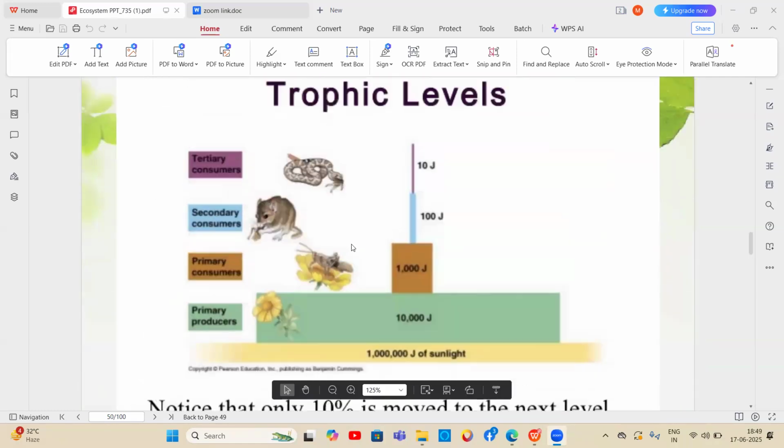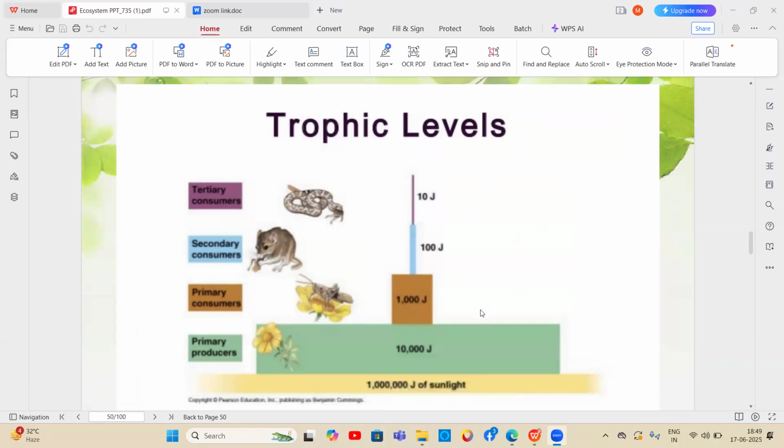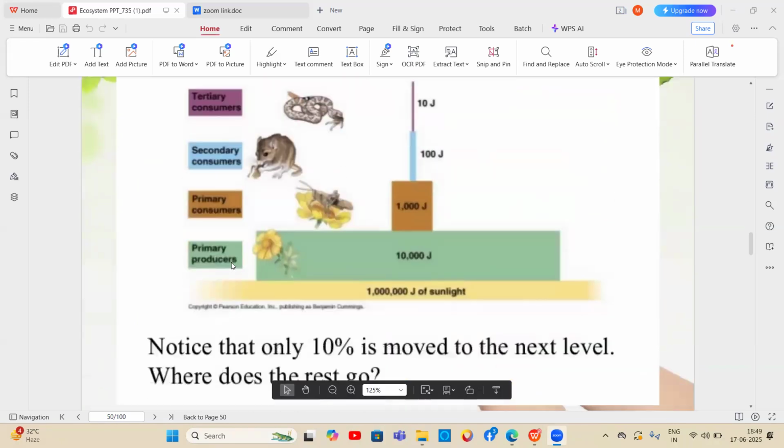So this is about the 10% law. While transferring energy from the producers to the primary consumers, the producers have 10,000 joules of energy, but when it is transferred to the primary consumers, only 1,000 joules. From the primary consumers to the secondary consumers, the amount of energy taken by the secondary consumers is only 100 joules. And from the secondary consumers to the tertiary consumers, only 10 joules.